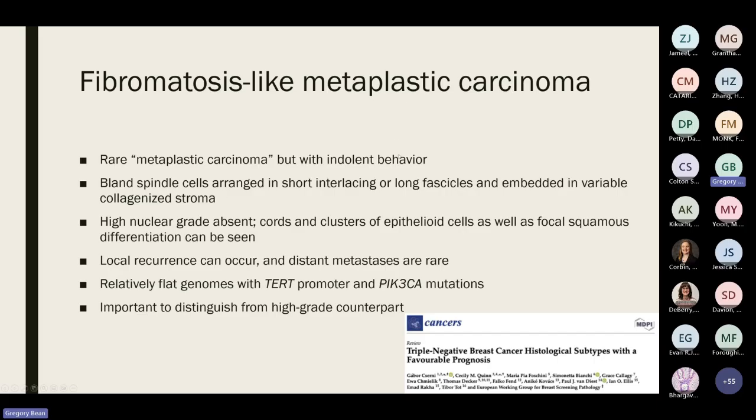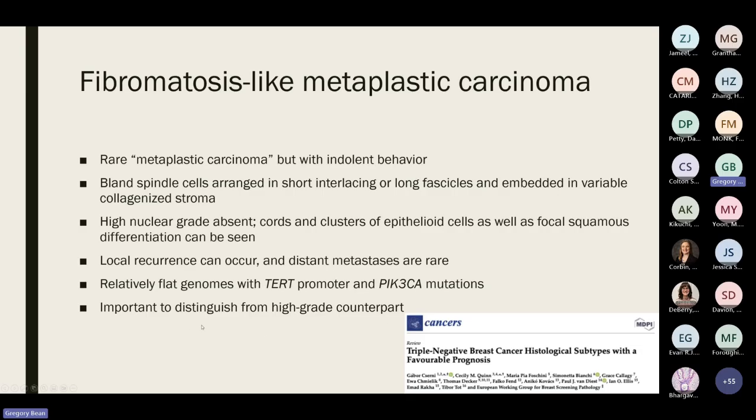These mostly have a good prognosis. They can recur locally with less than ideal margins. Distant metastases of this entity are very rare. They've been shown to have relatively flat genomes with frequent TERT promoter and PIK3CA mutations.